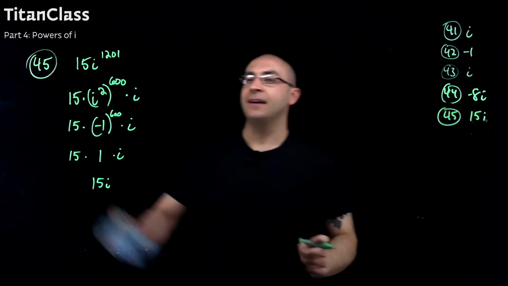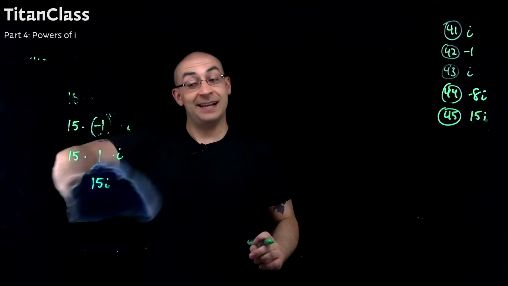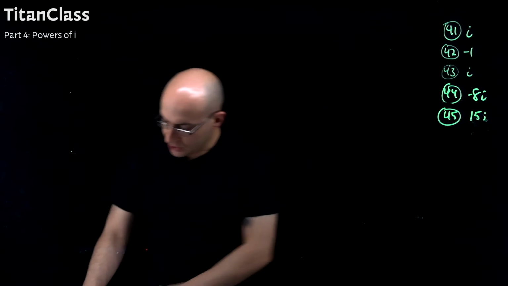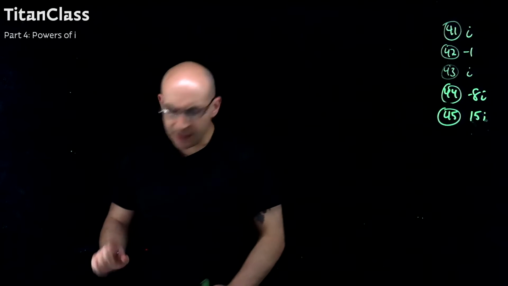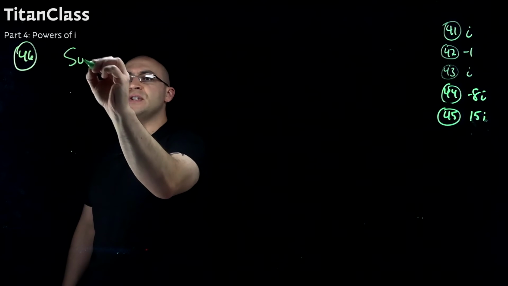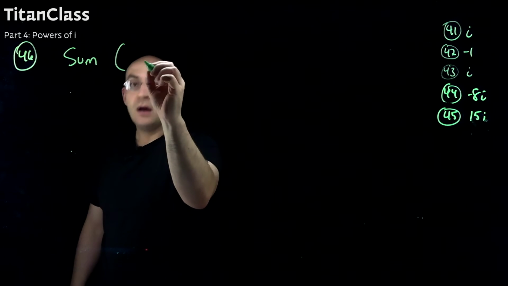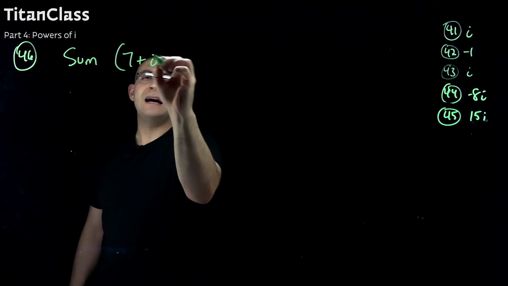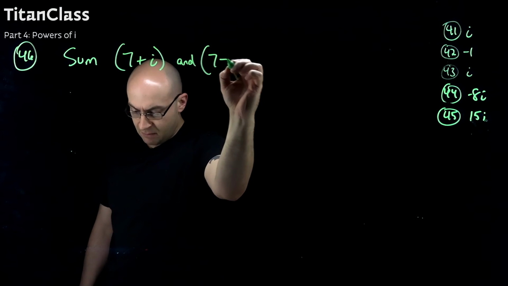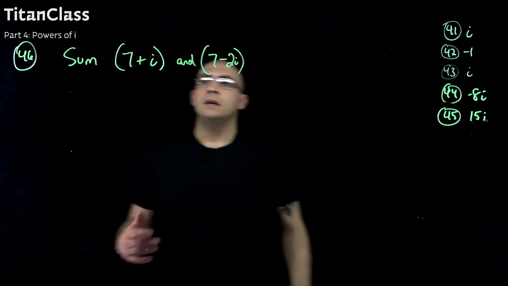Write the 5 out. Okay. All right. Next 5 problems, or the last 5 problems, looks like a little bit of a mixture, but I'll keep it on part 4 for now. Okay. So, interesting. Number 46. Find the sum of 7 plus i and 7 minus 2i.